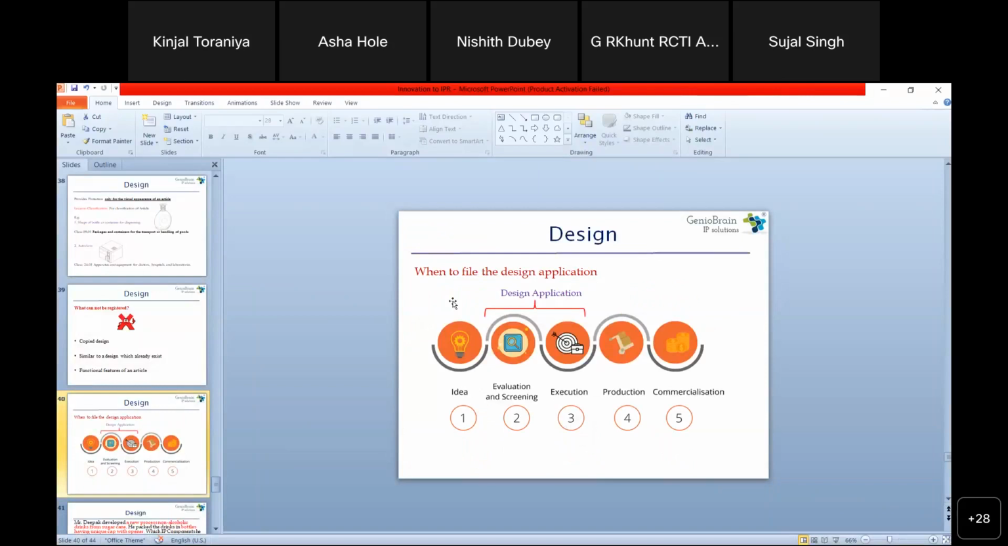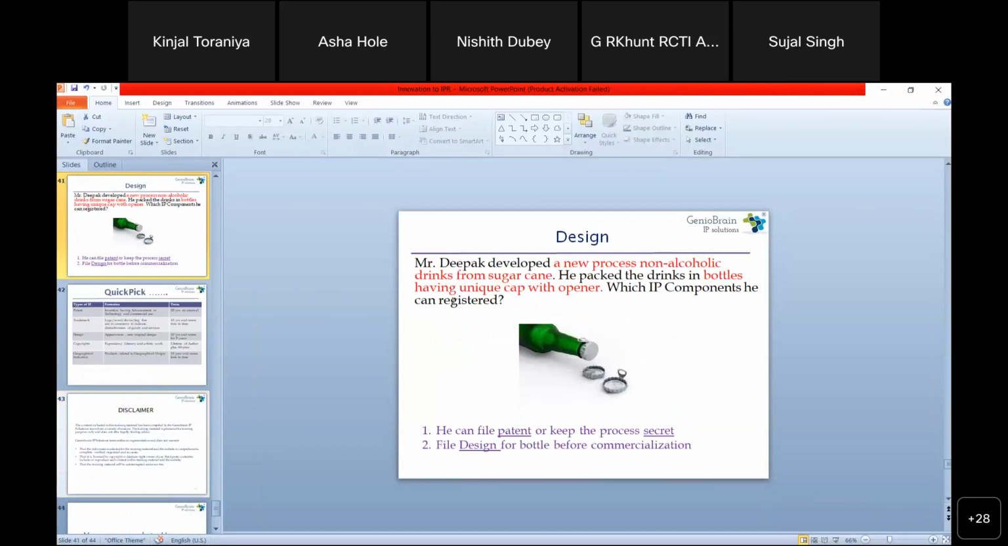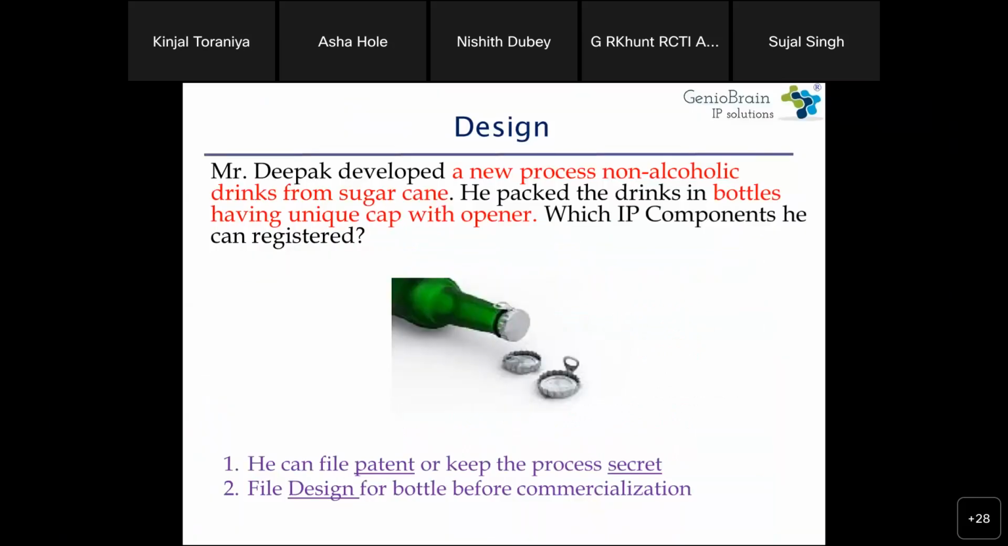So here, this is the last slide, I guess. Here I have given one hypothetical example. Can you see this slide? This is the last slide of this presentation. Mr. Deepak develops a new process. This is one practical example, and people really are facing this problem. They know about IPR, but it is a little difficult for them to understand in a practical sense where they should go for IPR. So here I have given one hypothetical example.